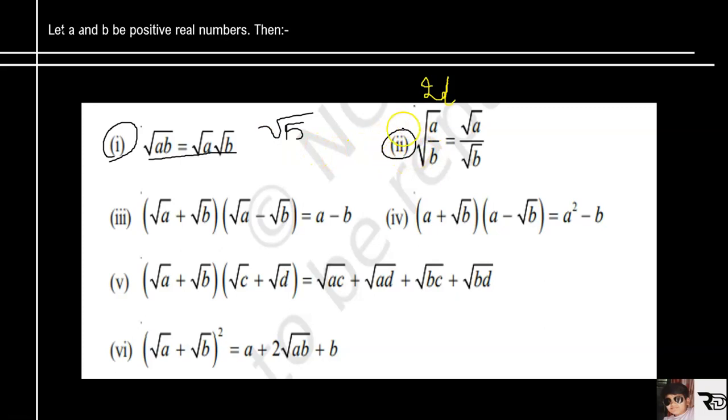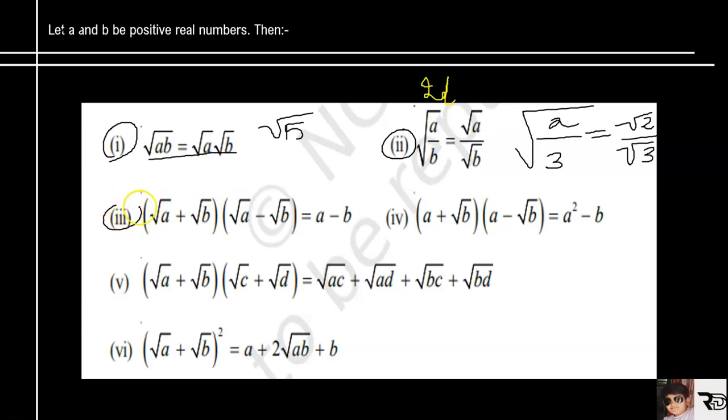The second identity is whole root A upon B equals root A upon root B. So if I write whole root 2 upon 3, that is the same as if I write it as root 2 divided by root 3. There is no difference in this. So the first two identities are not just like identities, they are very, very simple and common.